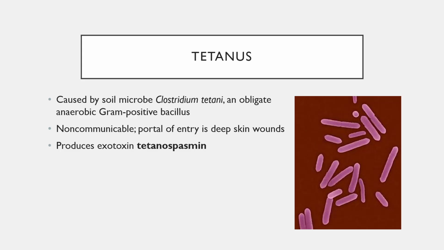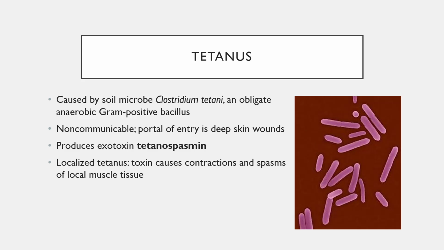Now, this can develop in a few ways. Localized tetanus is the less severe form, wherein the toxin causes contractions and spasms of local muscle tissue around the wound. Localized tetanus is what typically occurs among people who have been vaccinated as children, but failed to get their recommended boosters every 10 years. So they have some memory in their immune system, but it's not strong enough to completely ward off an infection.